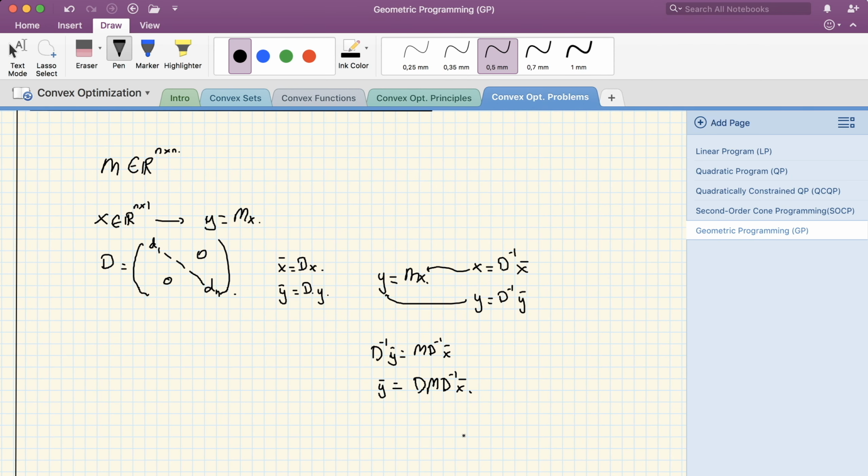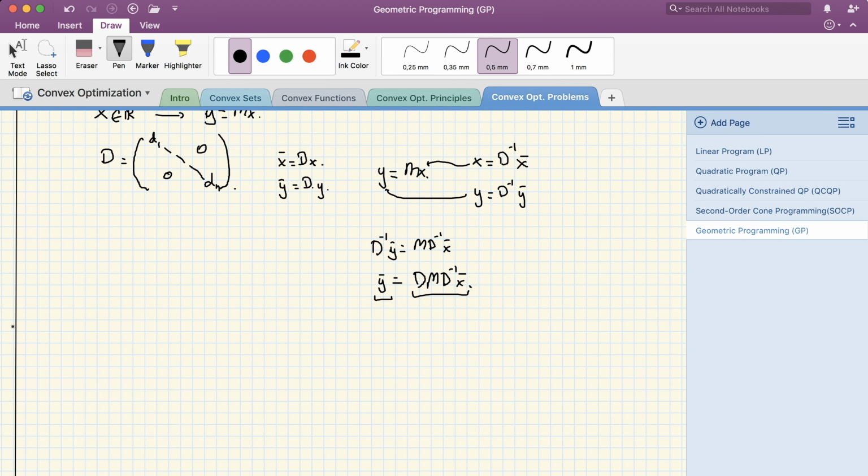Now the problem is this. Suppose we want to choose the factors D in a way that this quantity is as small as possible. Now how small? We need to define a certain measure. Which measure? We're going to choose the Frobenius norm. That is, I want to minimize as much as possible the entries of the matrix D M D inverse. So minimize with respect to d_1 down to d_n. Since M is given, I'm not going to minimize with respect to those components, but with respect to D.